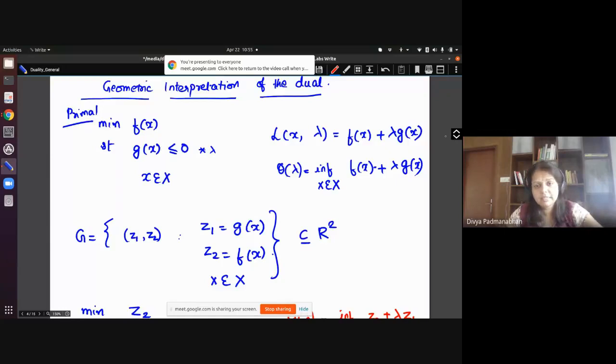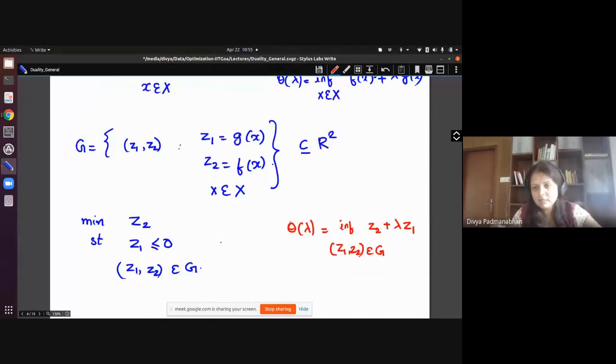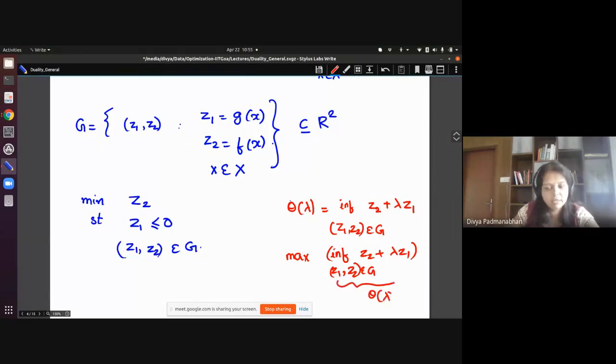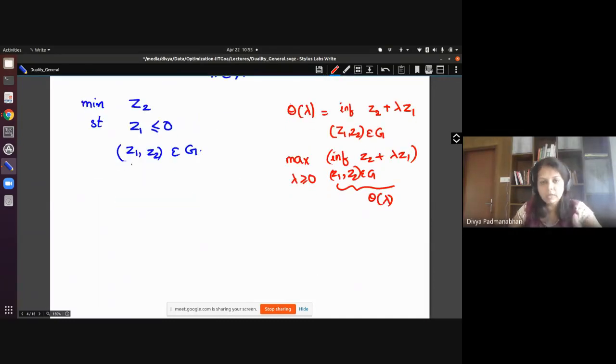The reason why I'm writing it in a different space is just to see some geometric interpretation for the dual. The dual problem is that you're trying to maximize theta of lambda. So maximize the inf of z2 plus lambda z1 over z1, z2 in G. This was exactly theta of lambda, and I'm trying to maximize it over all lambda greater than or equal to 0. So this is the primal, and this is the dual.